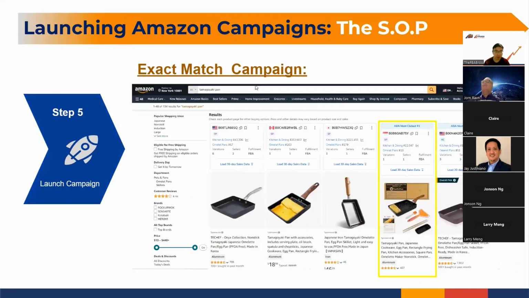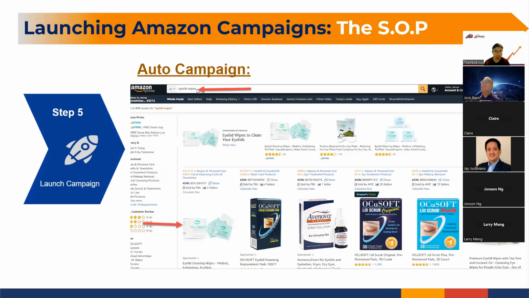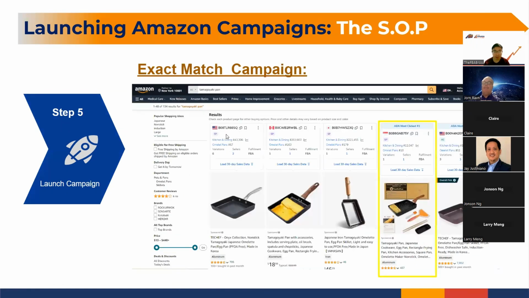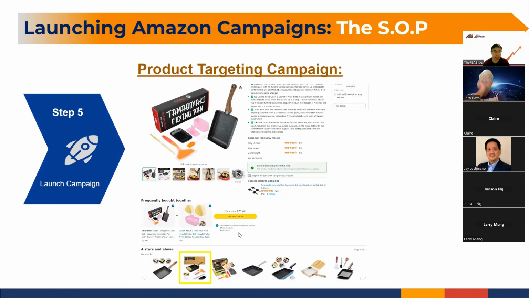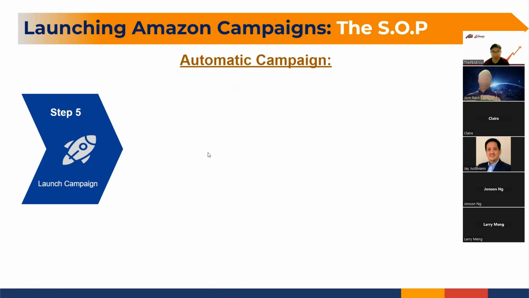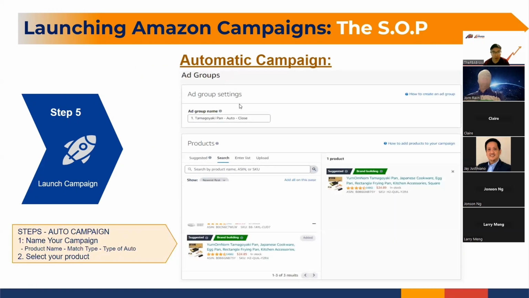Auto campaigns, exact match. I'm just showing you where it appears. So for an auto campaign, when you search a certain keyword, it appears right here. Auto campaigns can also appear on product pages. Exact match campaigns appear here when you search a keyword. Next, product targeting appears right here in the product itself. If you see some ads right here, these are your sponsored display ads. And automatic campaigns also appear on both sides.